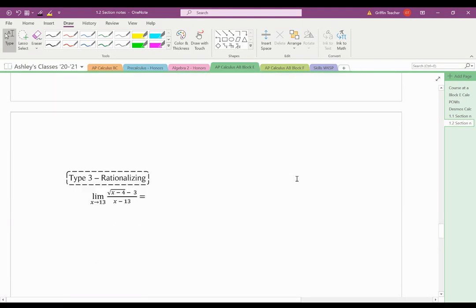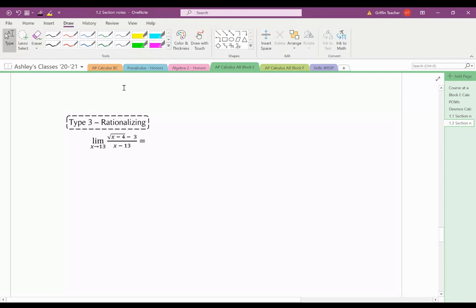We can amp it up just a little bit, right? And we can look at type 3, which is called rationalizing. Before you use the type 3 method that I'm about to show you, you first have to establish that you have an indeterminate form. To do that, you take the limit of your numerator and you establish that that does in fact equal 0. So you can see here, if I plug 13 in, I get 13 minus 4, which is 9. Square root of 9 is 3. 3 minus 3 is in fact 0.